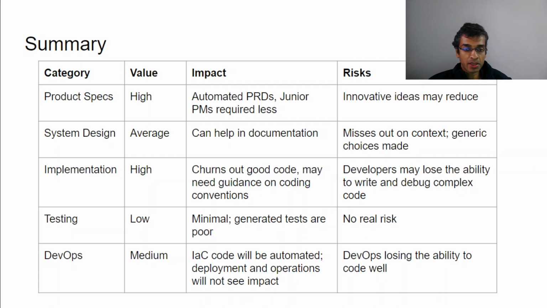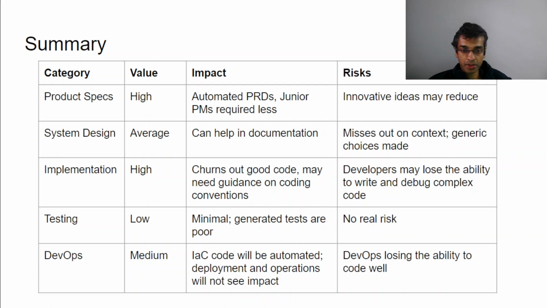So essentially, at a very high level, ChatGPT is able to create very good product specs. So the value there is high. And essentially, the impact there is that you can get PRDs pretty automated, and you actually don't need a lot of junior PMs. The risk is that if you use too much of ChatGPT, chances are you will not get that marination time to generate innovative ideas.